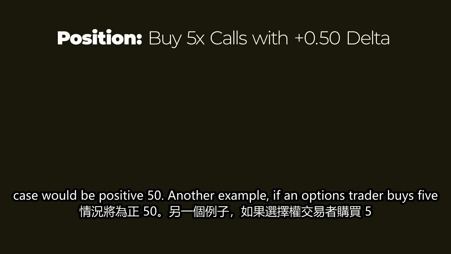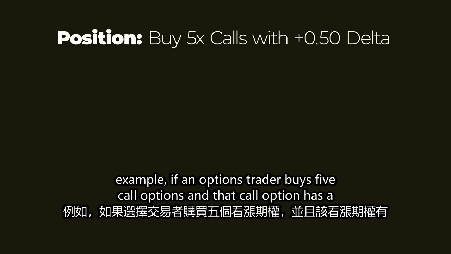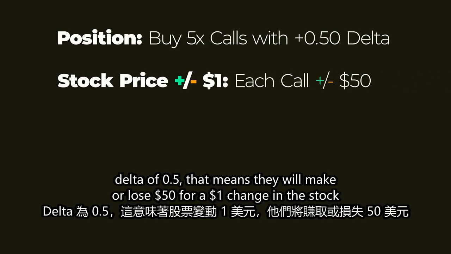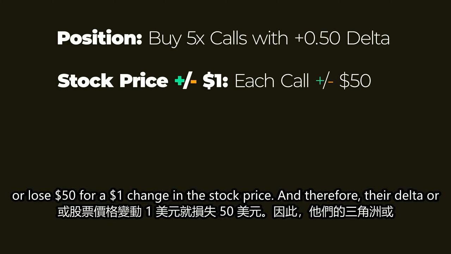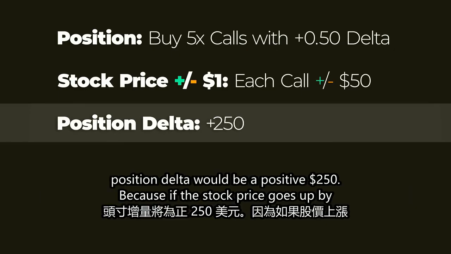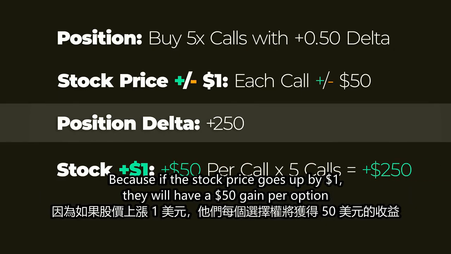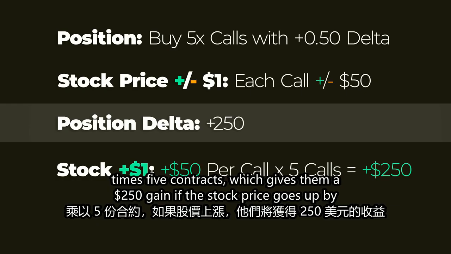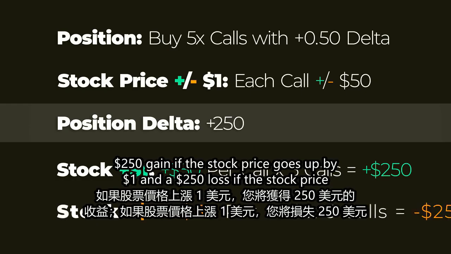So the position delta in that case would be positive 50. Another example, if an options trader buys 5 call options and that call option has a delta of 0.5, that means they will make or lose $50 for a $1 change in the stock price, and therefore their position delta would be a positive 250. Because if the stock price goes up by $1, they will have a $50 gain per option times 5 contracts, which gives them a $250 gain if the stock price goes up by $1 and a $250 loss if the stock price goes down by $1.